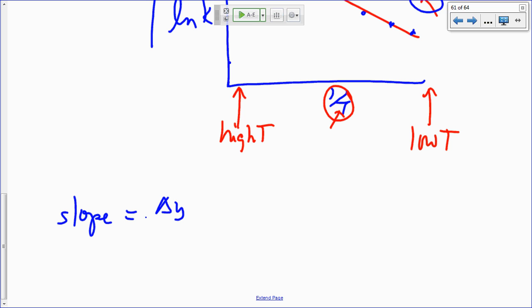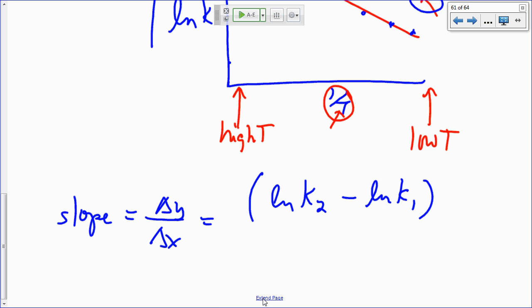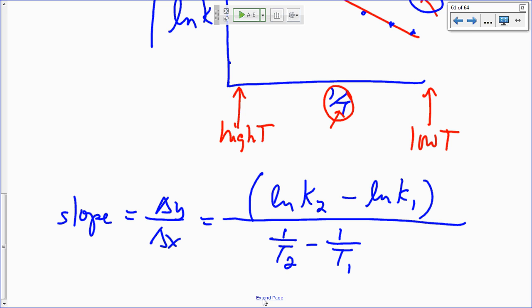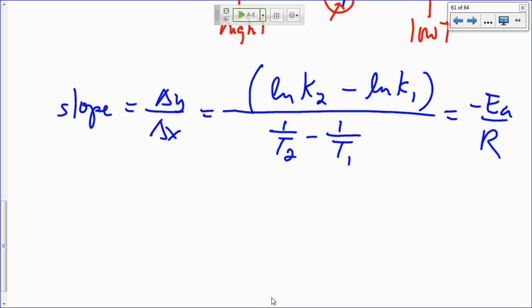So delta y over delta x. What's delta y? ln of K2 minus ln of K1. Pick 2 points, 1 and 2, right? Divided by 1 over T2 minus 1 over T1. Okay? And what's that equal to? That's equal to negative E sub A over R. Okay? So that's one way you can determine your slope.